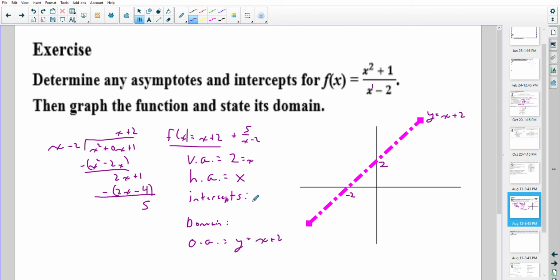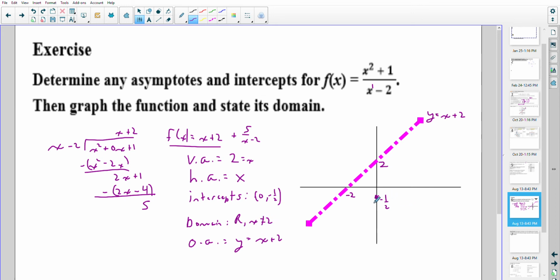Intercepts. Intercepts are going to be putting 0 in for x. When you put 0 in for x, what do you get? Negative 1/2. Putting 0 in for y is where y is equal to 0. That means that the top has got to be equal to 0, which can never happen. So that's our only point, which means that that point's going to be down here. Of course, always labeling points on the graph. Domain, are there any restrictions? Yes, x cannot equal 2. So all real numbers, x cannot equal 2.